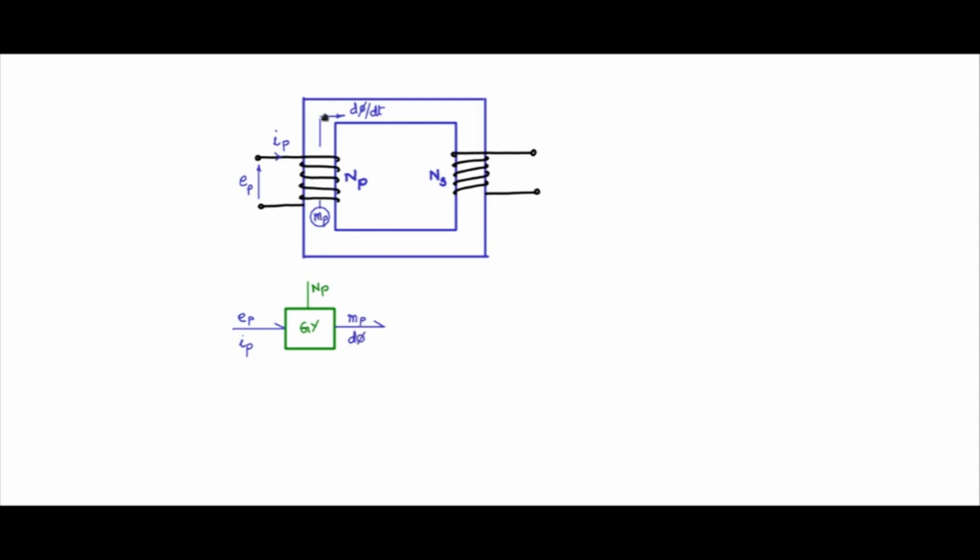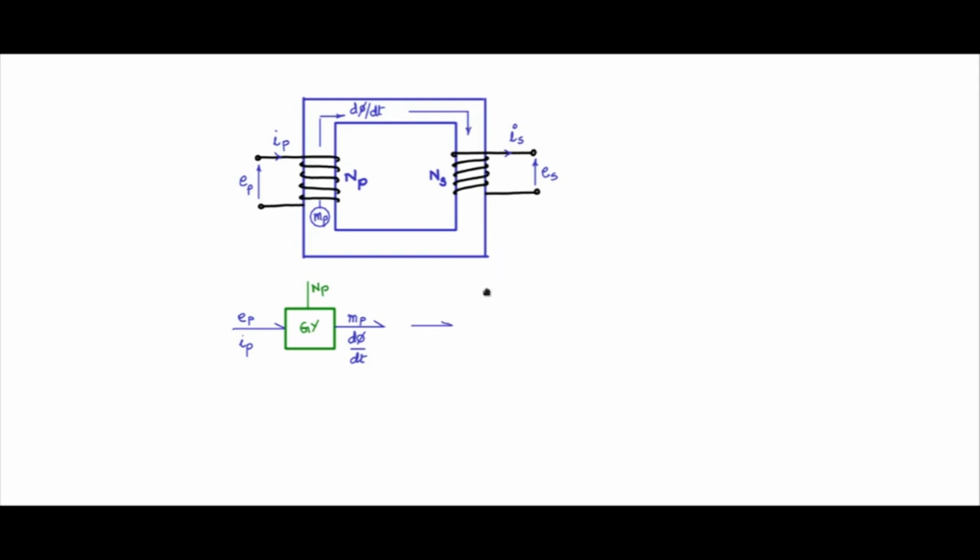Now the same MMF is coming across the secondary coil of turns NS, and the same dφ/dt is flowing through the coil wound on the other part of the core. So if you look at the electrical part of the secondary coil, this is ES across the terminal, and the kinetic variable IS is the current flowing through the secondary coil. The same dφ/dt is flowing through this coil.